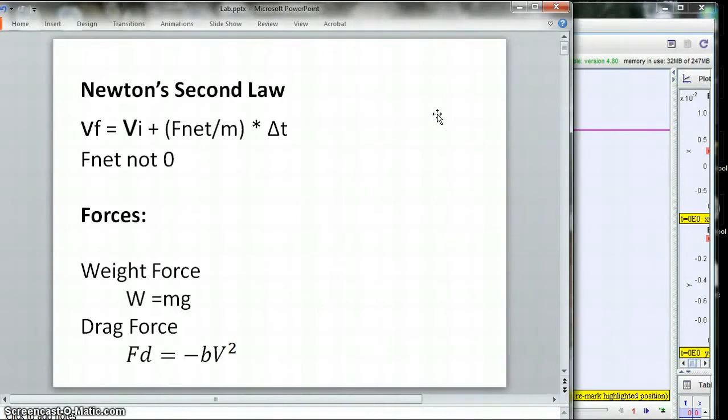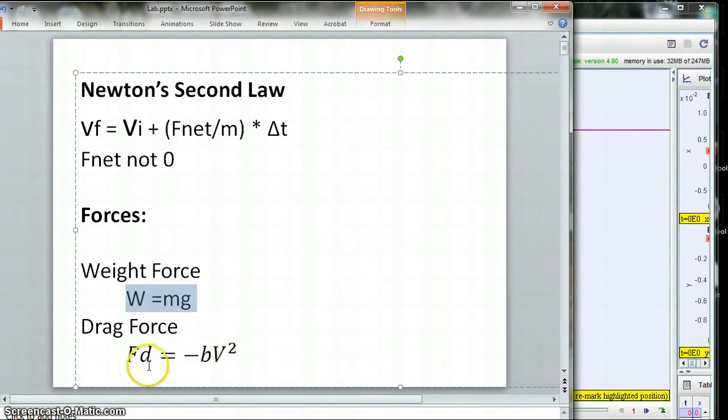For this lab, we were to observe the motion of a falling object and analyze it according to Newton's second law of motion, or the momentum principle, which is the final velocity is equal to the initial velocity plus the net force divided by the mass of the object times delta t. And in this case, F net is not equal to 0 because there will be a weight force and a drag force on our objects.